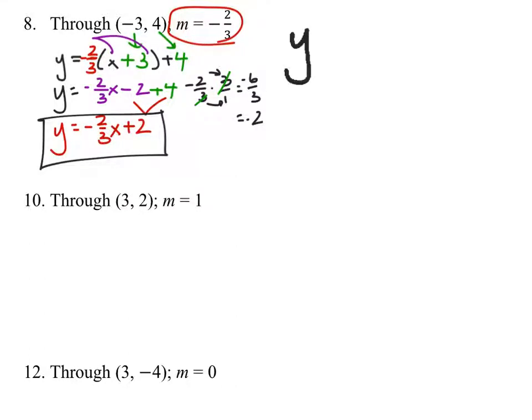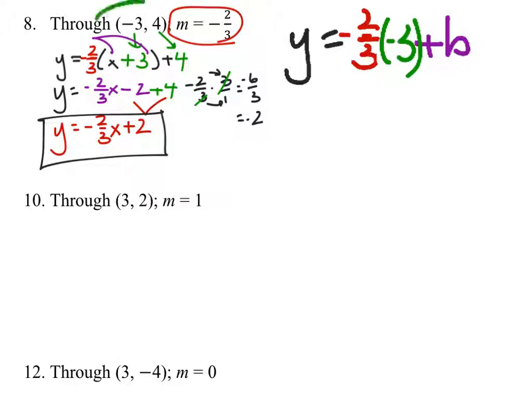y equals mx plus b, right? And again, we were given the slope, so I'm going to replace that. And were we given an x value? Yes, we were. The x value is negative 3, again from the point right here. And we were also given a y value, which was 4. So if I multiply these, negative 2/3 times negative 3, I should get 2 out of that. Hopefully you got the same thing.